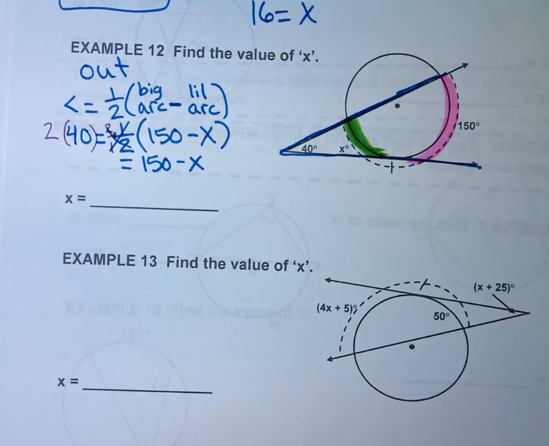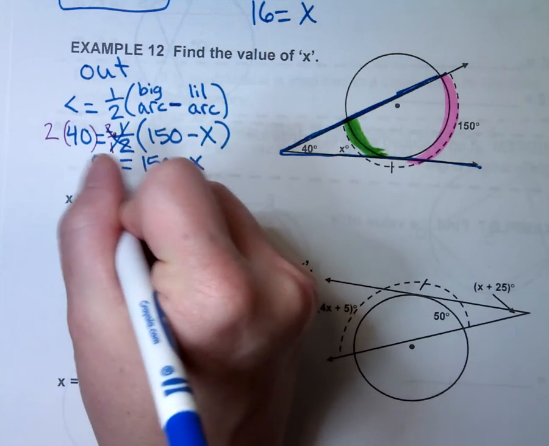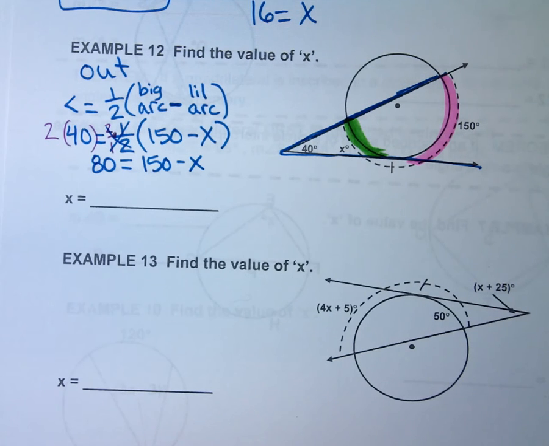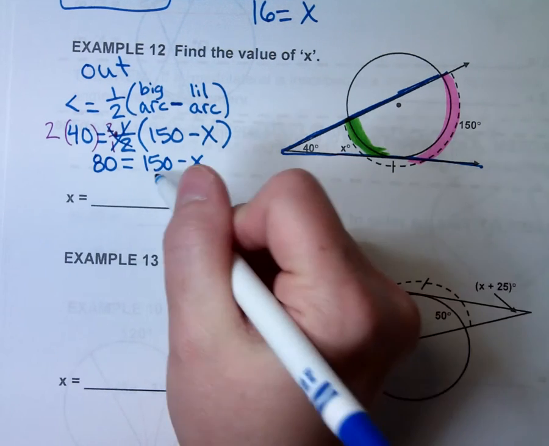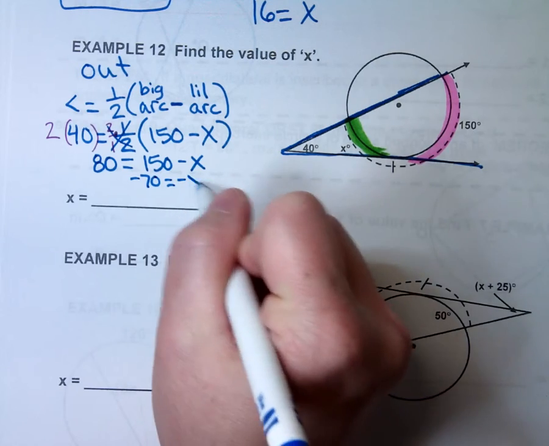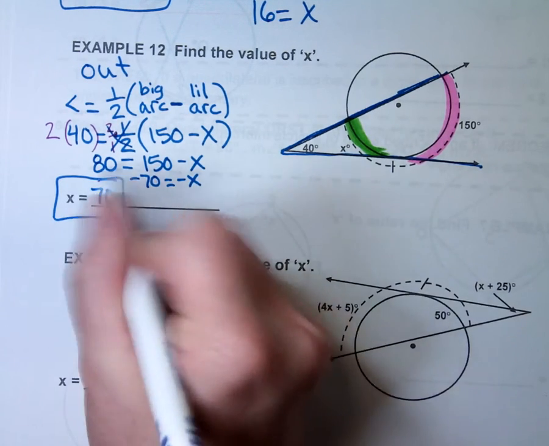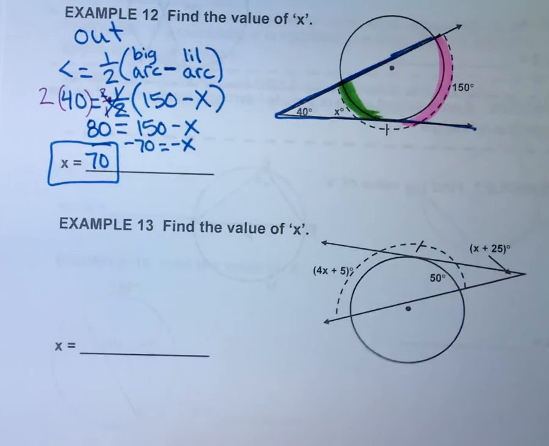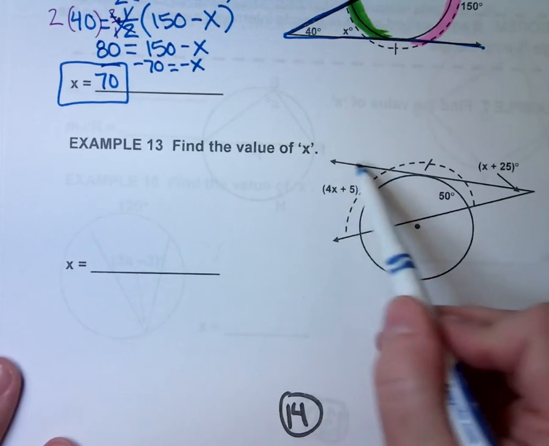And on the left, what would you have? 80. Okay, take a second and finish solving that for x. Is it 70? Did everybody get 70? Yep. Yeah, you would subtract the 150, which would make a negative 70 equals negative x, and if you divide by negative 1, that makes a positive 70. Good.